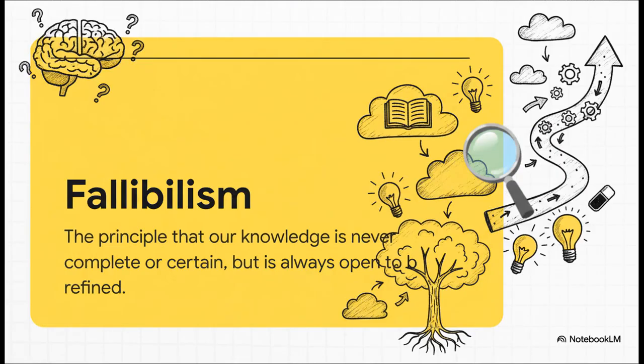And this whole way of thinking, this whole approach, rests on a really important, kind of humble philosophical idea. It's called fallibilism. And all it means is that we have to accept that our knowledge is never perfect, never 100% locked in and certain. It's always a work in progress, always open to being tweaked, corrected, and made just a little bit better.